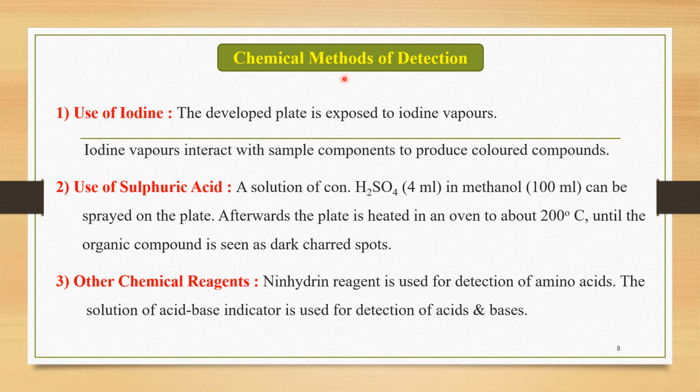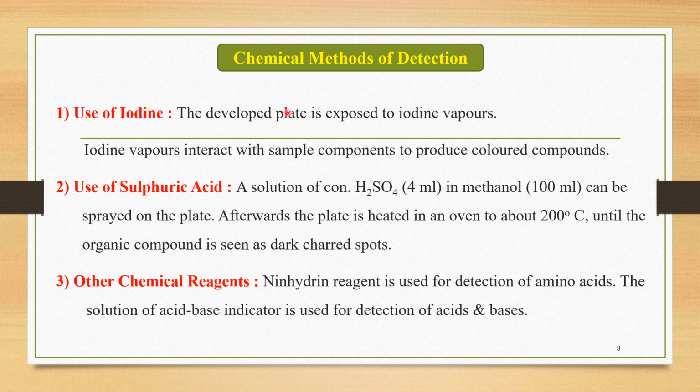Next is chemical methods of detection. Once the TLC is run and finished, how do we detect the spots? What type of chemical methods are to be used? These are the three different chemical methods commonly used for detection of the spots on the glass plate. First one is use of iodine. This is a commonly used method for detection of the spots on a glass plate.